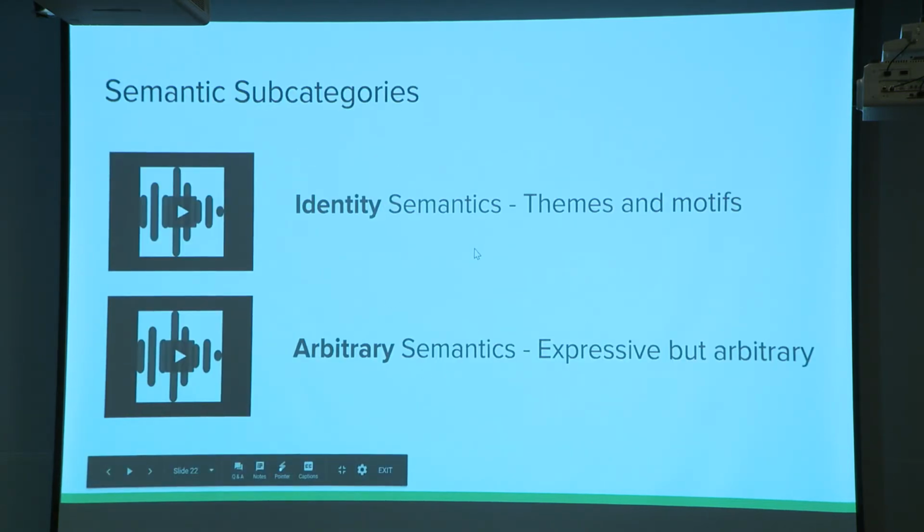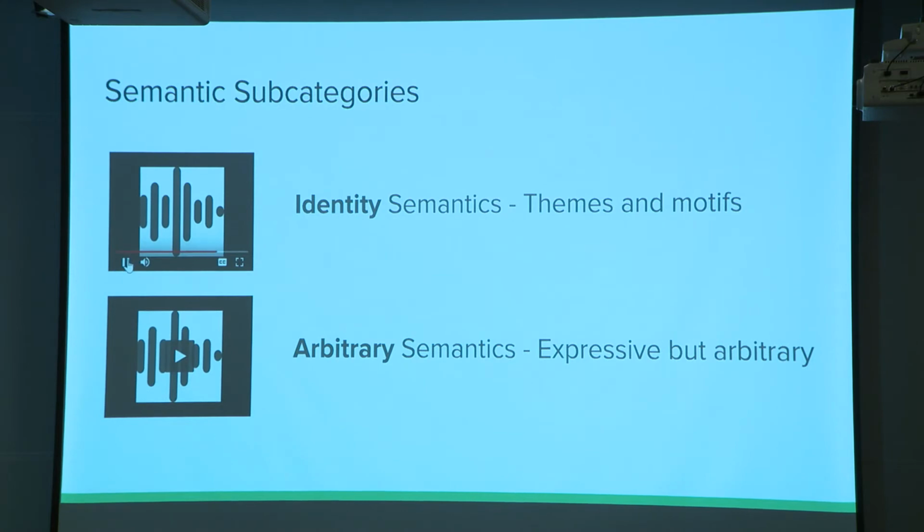For semantics, there are two different types of categories that I like to think of. One of them provides identity to a piece of music, and the other one is more arbitrary, like a jazz solo. And so we can hear both of those. So the first one was Beethoven's Fifth Symphony, which is a very well-known theme within that piece. The second one is just a jazz solo, which is still linguistic, but it's arbitrary.